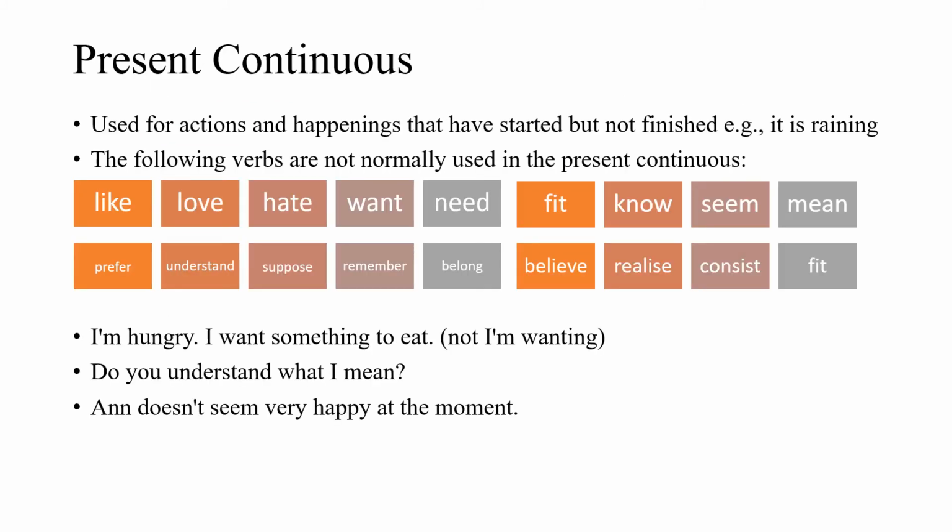Moreover, the present continuous tense can also be used for actions and happenings that have started but not finished till the time we are speaking. For example, it's raining.